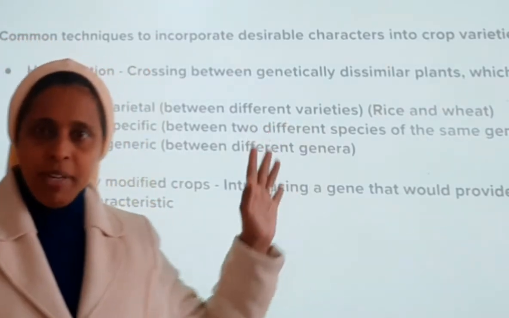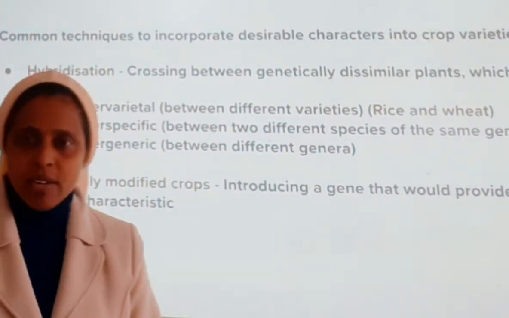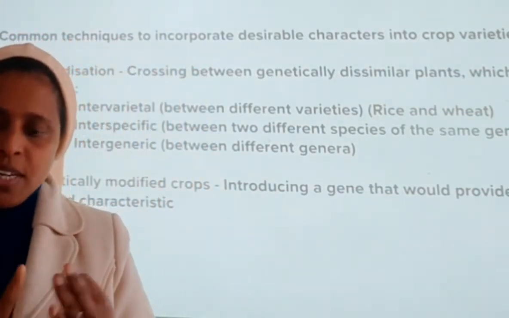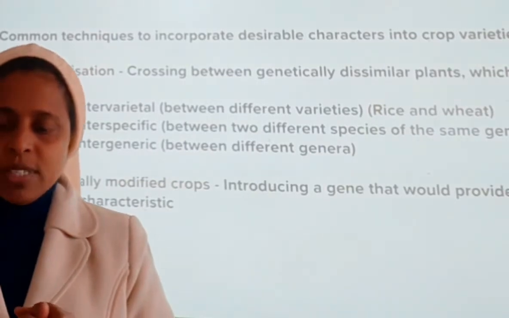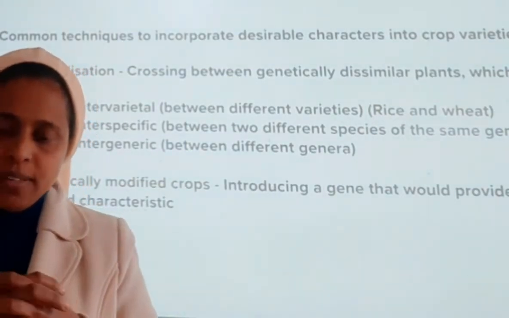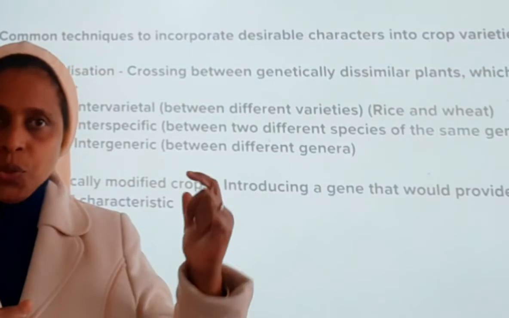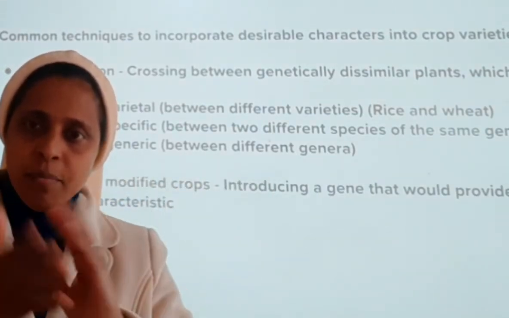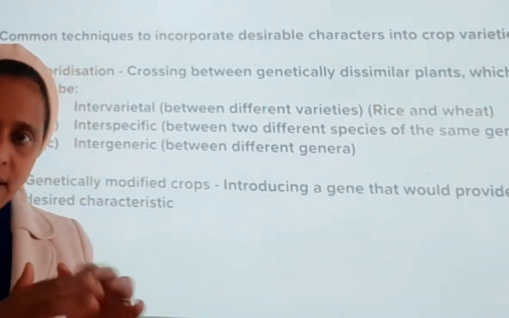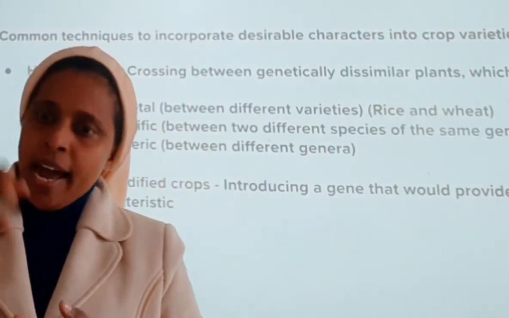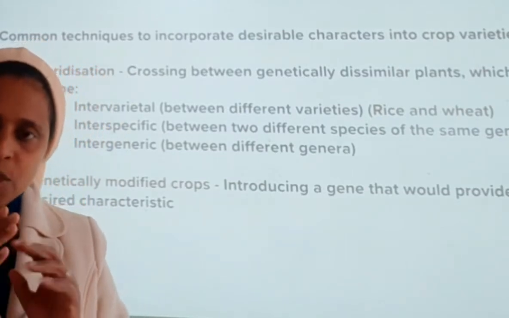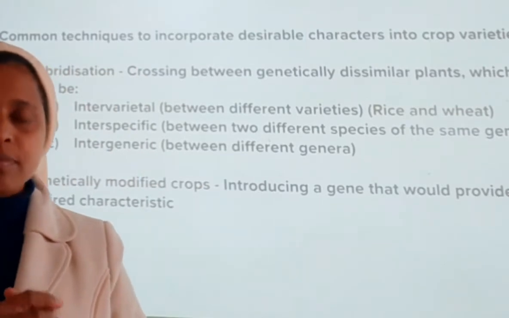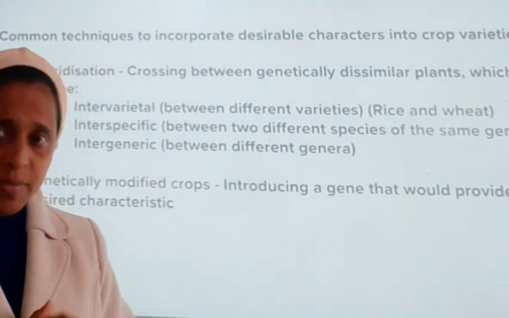So hope you have understood these three categories of the hybridization technique: intervarietal, interspecific and intergeneric. In intervarietal, two different varieties are used, so rice and wheat we are mixing together. Then interspecific, two different species, that means varieties of mangoes, are being combined. Then intergeneric, just going outside the box and doing the crossing over, between two different genera. So that's what hybridization technique means.